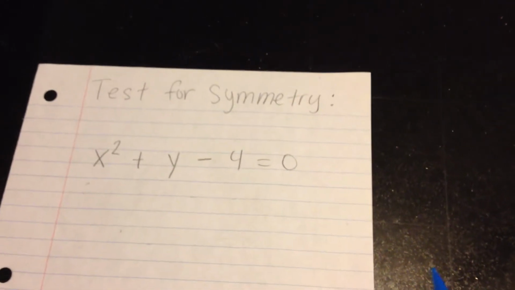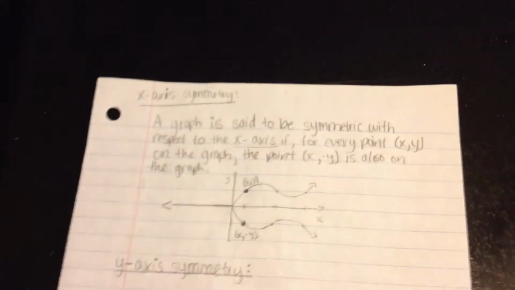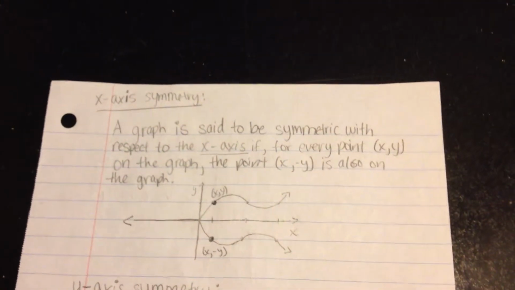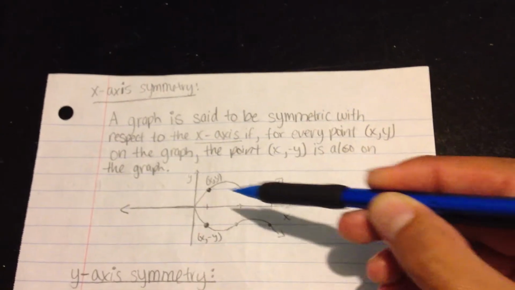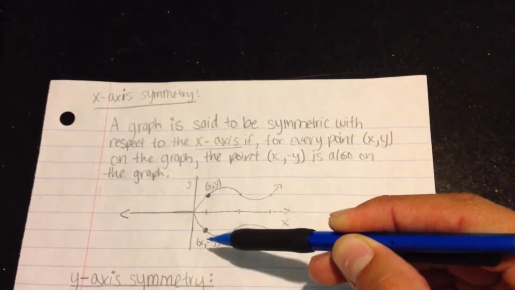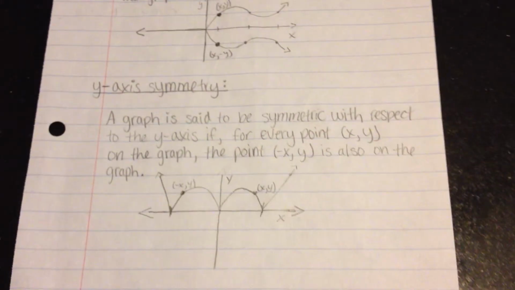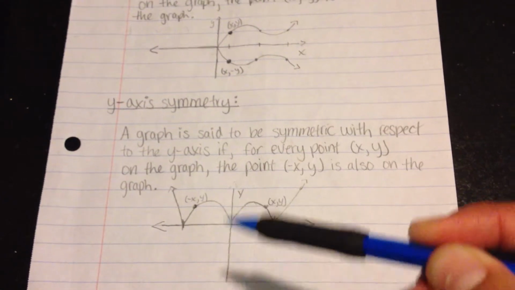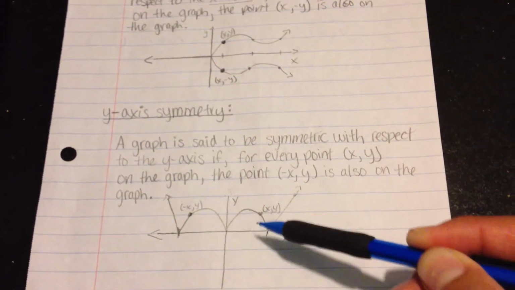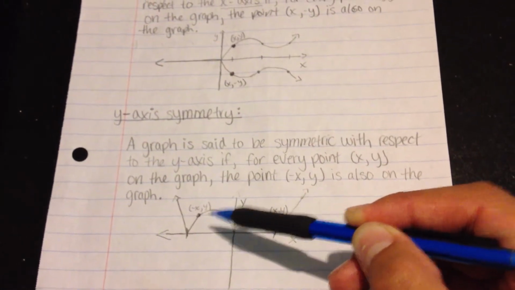Having said that, let's get started with a little bit of background information you ought to know first. For x-axis symmetry, a graph is said to be symmetric with the x-axis if for every point (x, y) on the graph, the point (x, -y) is also on the graph. Also, a graph is said to be symmetric with respect to the y-axis if for every point (x, y) on the graph, the point (-x, y) is also on the graph.